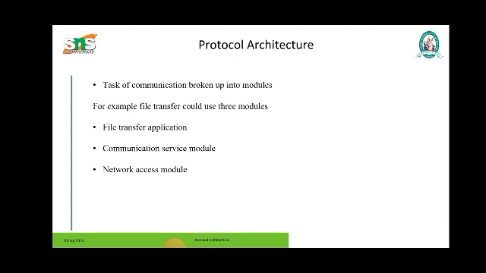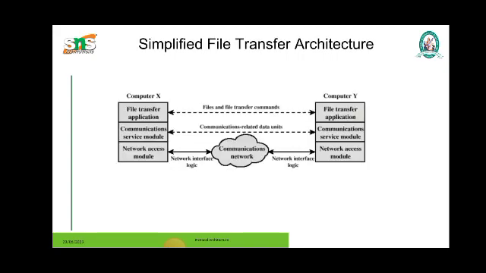But in the OSI model we have 7 layers, out of which the main layers are the application layer, communication layer and the network layer. Now we are going to see the simplified file transfer architecture. From one system to another system, the data is transferred with the help of the file transfer application. Here the files and the file transfer commands are given, and the second one is the communication service module. Here the communication data are sent and received, and then the network access module, which plays a major role for communication purposes.